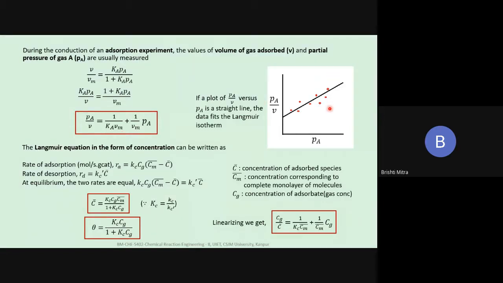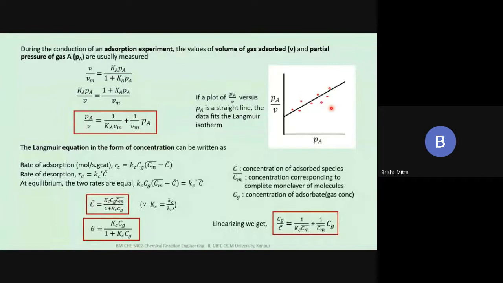Because when we carry out an actual adsorption experiment in the laboratory, we get some data where we know the partial pressure of the gas which is getting adsorbed and what is the volume of the gas adsorbed. Now, if I plot PA by V from the experimental data versus the partial pressure of A, and if I get a straight line, then I can say that yes, the gas follows the Langmuir isotherm, and I can find out the values of Vm and K from the intercept and the slope. Now, this is the Langmuir isotherm written in terms of partial pressure.